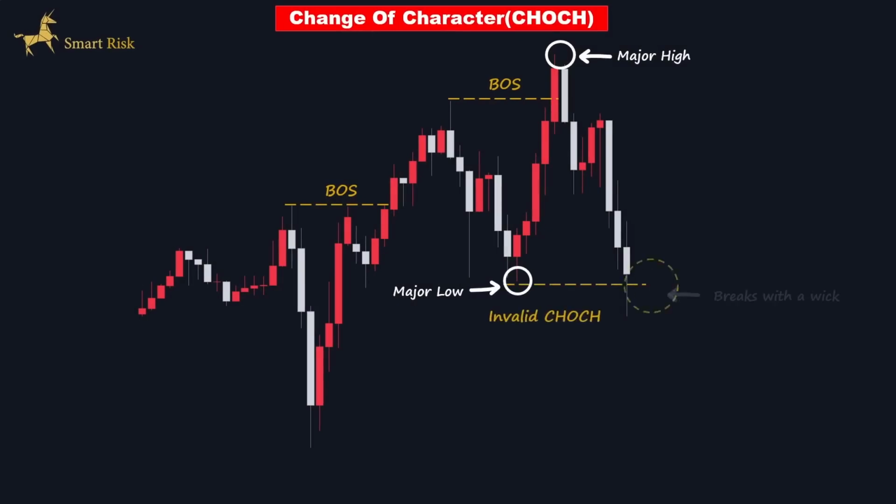If the price breaks the most recent structure with a long wick or shadow and closes within the high's range, then the change of character is invalid, and we cannot consider it a market structure shift. The same concept applies to the bearish scenario. For a valid change of character that provides a high probability, we need the price to break and close above the recent major high with the body of a candle. A penetration with a shadow or wick is not acceptable.